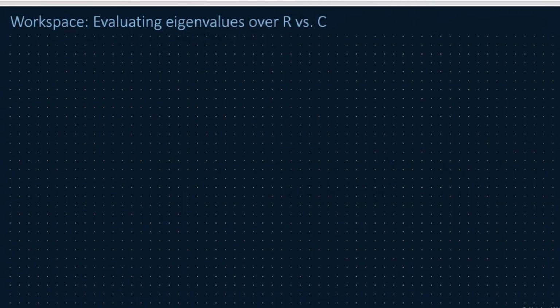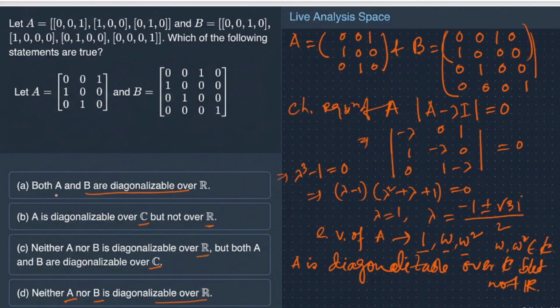So option A, both A and B are diagonalizable over R, is false because A is not diagonalizable over R. Option B, A is diagonalizable over C but not over R, is true.